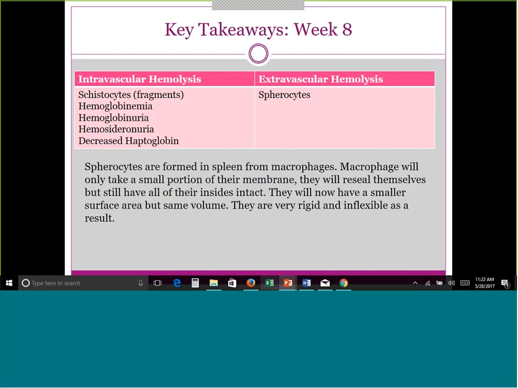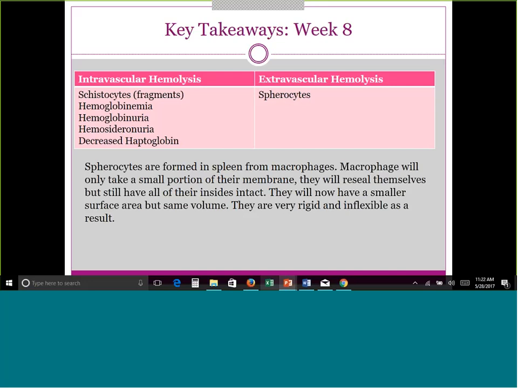The cell will reseal itself so it has less surface area because some of the membrane is gone now, but it still has the same amount of volume on the inside. So it makes a very hard, rigid ball. When it tries to go through the really small splenic spaces, it is inflexible and it bursts. And that's the part of hemolysis we see. So spherocytes are always an extravascular sign because they're getting destroyed in the spleen. They're getting created in the spleen, so they're being created outside of the blood.